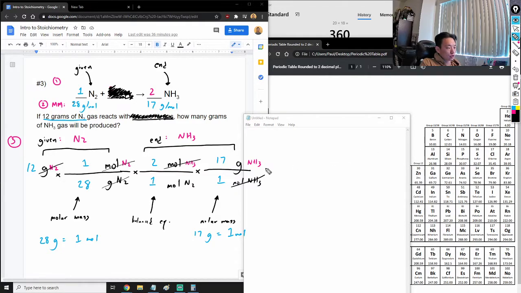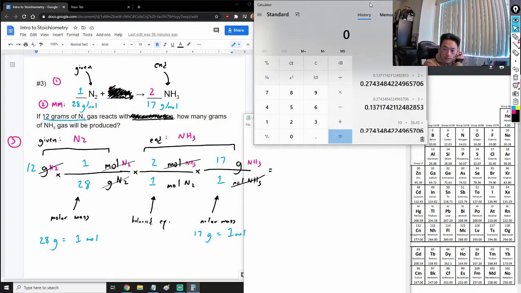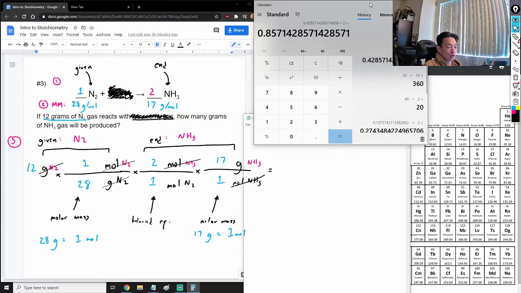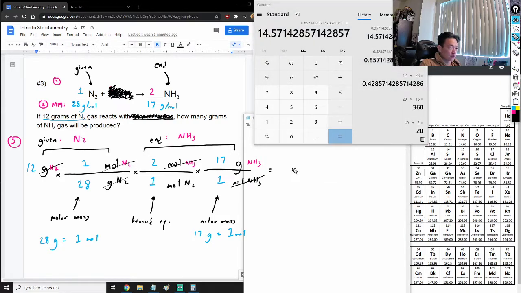Alright, now all we need to do is solve out the problem. So I'm going to pull out my calculator, multiply the tops, divide the bottom. So the top, we're going to start with 12. There's a 1 on the top, so we can ignore that. We're going to divide by 28. We're going to multiply by 2 on the top. We can ignore the 1 on the bottom. And then lastly, we're going to multiply by 17. And that is going to give us a final answer of 14.571 grams of NH3. There you go. That's going to be our final answer.